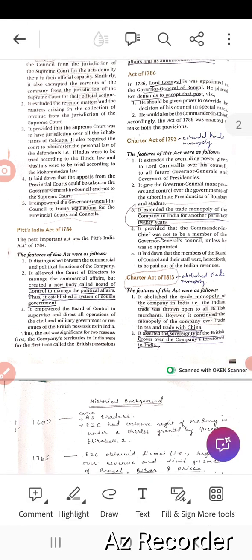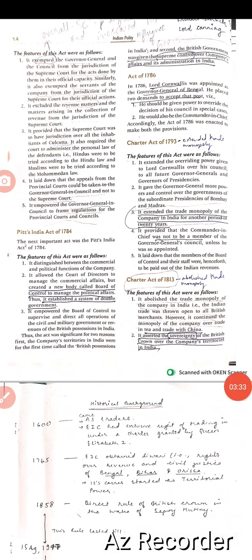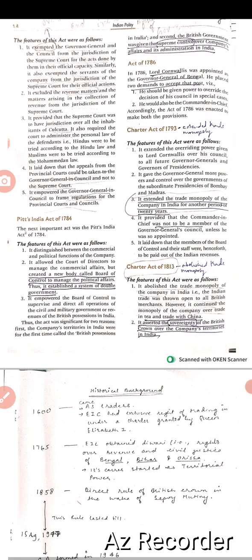It had happened earlier too, they were subordinate, but at that time their power was not that much extended. But with this Charter Act of 1793, that power has been extended. More power has been given to the Governor General of Bengal with regard to the subordinate presidencies of Bombay and Madras. Then we come to the next point. It extended the trade monopoly of the company in India for another period of 20 years. So 20 years of extension they have got with this act, with this charter.